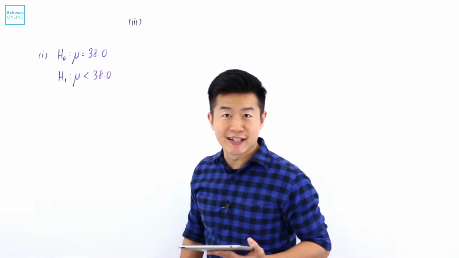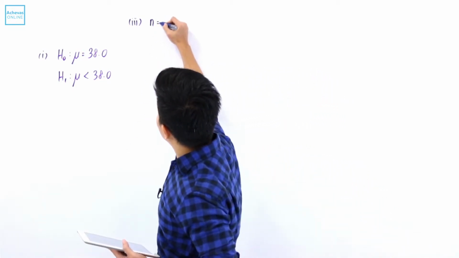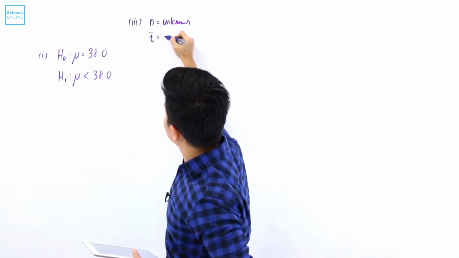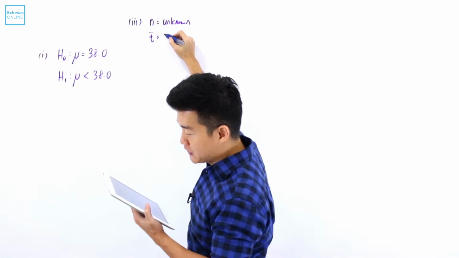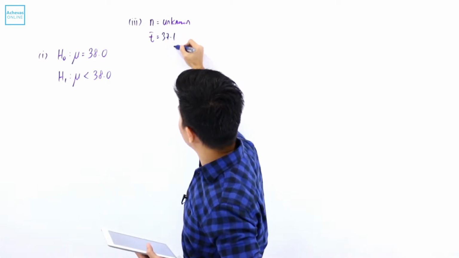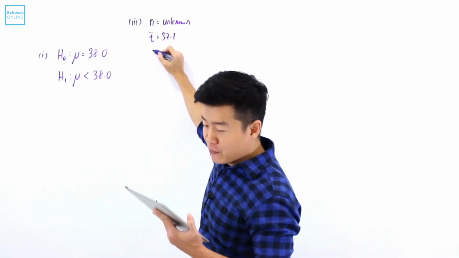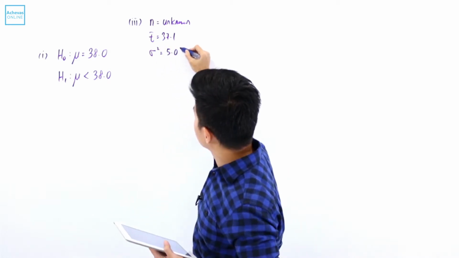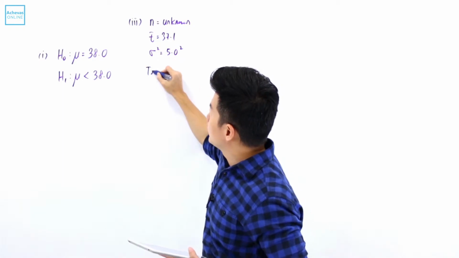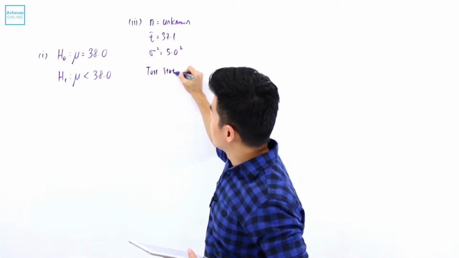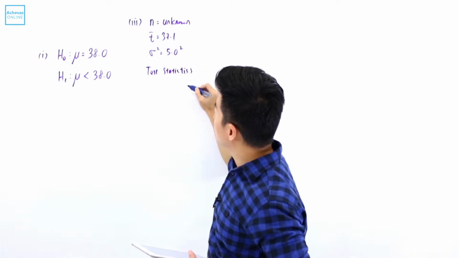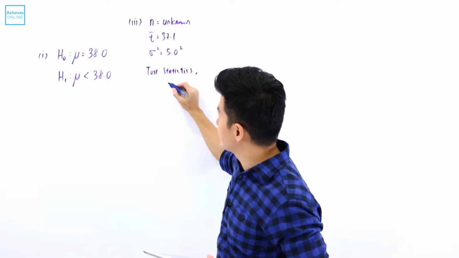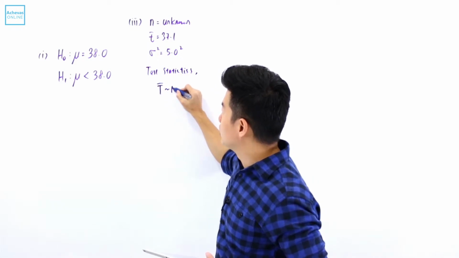And now the sample size is unknown, so n is what we are trying to find. T bar, the average time to install the n components, is given to me as 37.1, and the population variance, sigma square, is going to be equal to 5.0 square. If you were to look at the information that is given, the population follows a normal distribution and the population variance is given. That is why for my test statistics, I'm going to make use of a normal distribution.